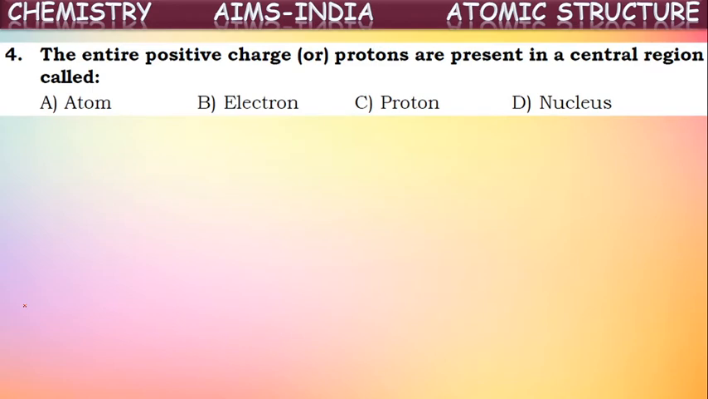Next one, the entire positive charge present in a central region of an atom is called... The entire positive charge, or protons, of an atom are present in the central part of the atom. What is the central part of the atom called? Yes, it is called the nucleus. The total positive charge, and even the total mass of the atom, is concentrated in the small central part of the atom. That central part is called the nucleus. The size of the nucleus is very small compared to the size of the atom, and the total mass is concentrated in that small part only. It is the nucleus.